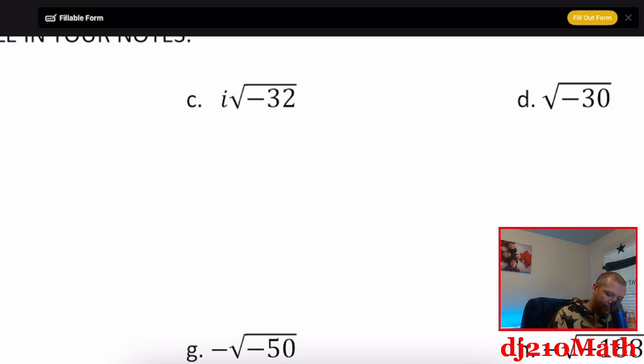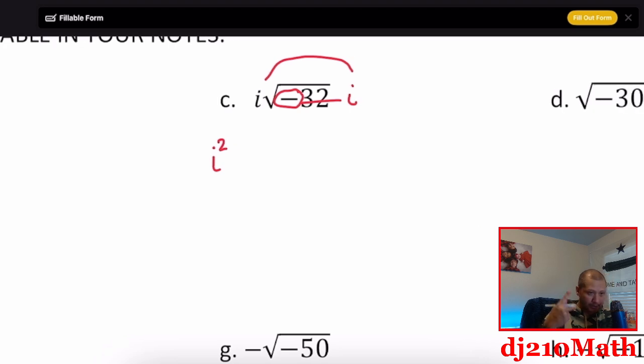C. Negative under the square root, that comes out as an i. Right? They get multiplied. i times i is i squared. i squared, that's the easy one. That's the second one in the list. So i squared is equal to negative 1. This is equal to negative 1. Right? Because we have i, negative 1, negative i, 1.